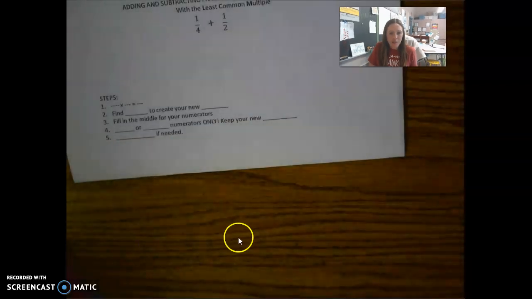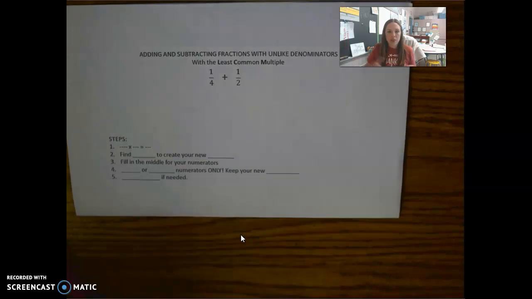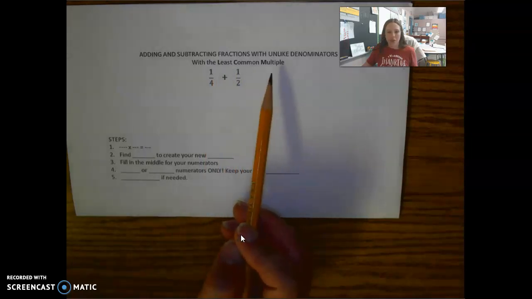Today we are talking about adding fractions with unlike denominators. So let's take a look at our notes. We're going to fill them out together first. Adding and subtracting fractions with unlike denominators. Although we are going to be adding fractions today, subtracting fractions is not much different. You use the exact same process to subtract fractions as well. So we are going to use the least common multiple.